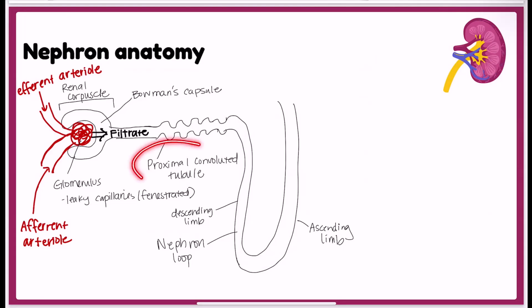So we had a close convoluted tubule, proximal convoluted tubule. We also then have a distal one. So then we have a distal convoluted tubule. So it's called the distal convoluted tubule.